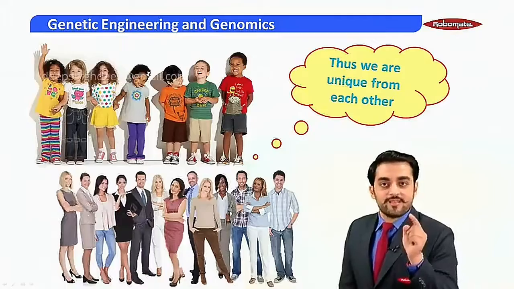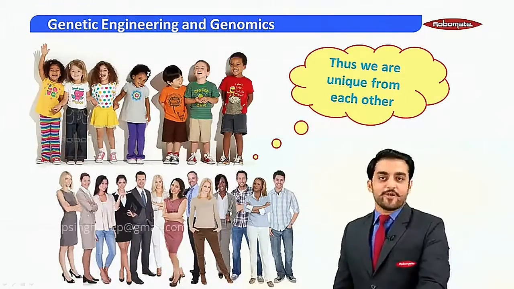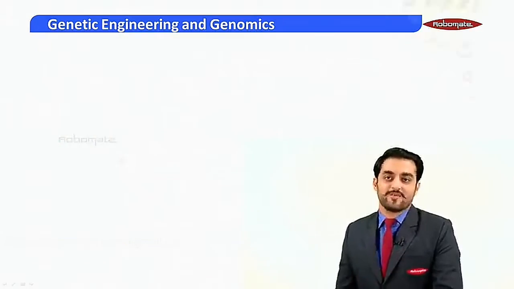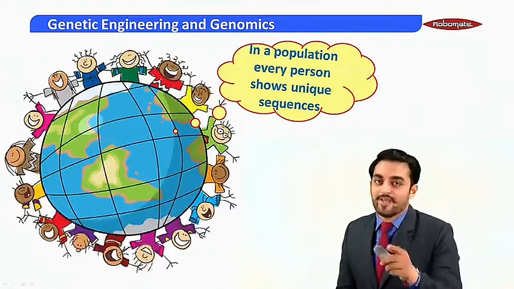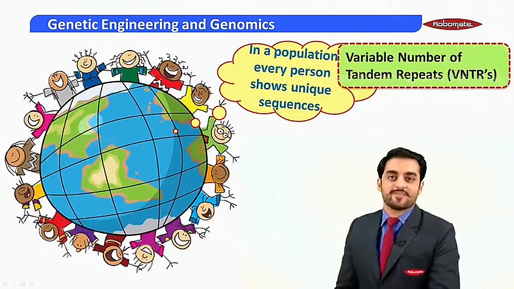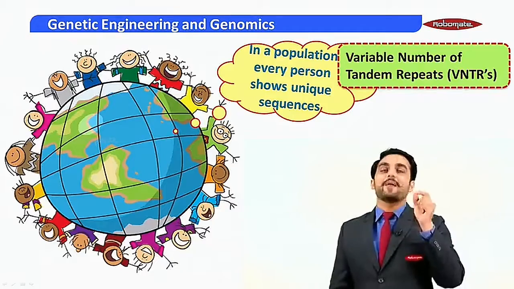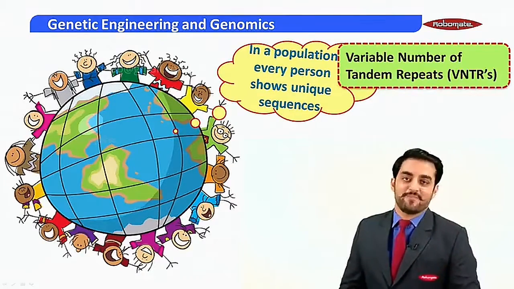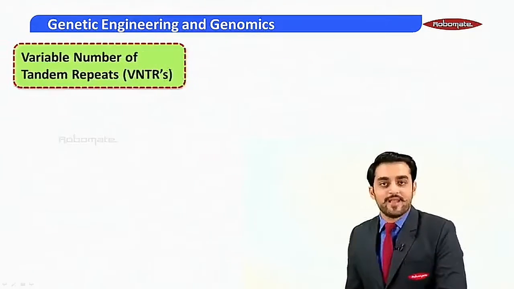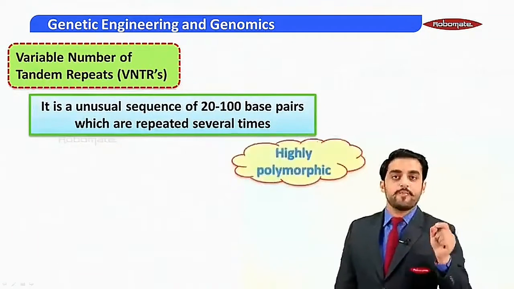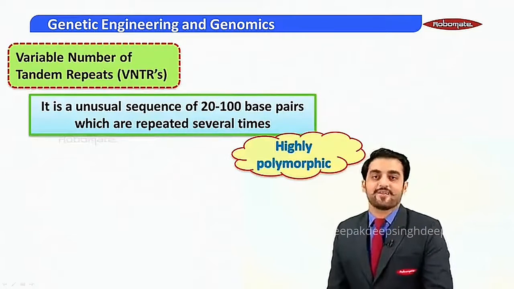Now do you really want to see what these unique sequences are called? Let me introduce them. In the entire population, these unique sequences are called VNTR, that is variable number of tandem repeats. Let me define VNTR for you. VNTR is a unit of 20 to 100 base pairs which are repeated several times.